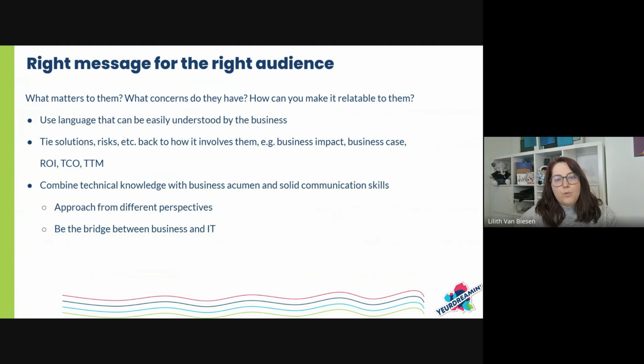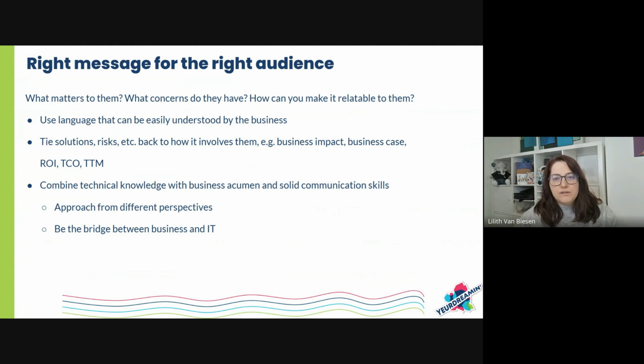What matters to them? What concerns do they have? How can you make it relatable to your audience? We already talked a bit about using the right language to that effect. It could be the jargon, but also language more tied to the perspective that they take. So when you're talking about solutions, proposals, risks, anything, think about how it will involve the person that you're talking to. Why is this relevant for them? And how will they look at this?